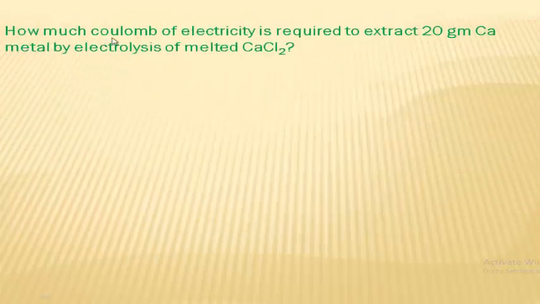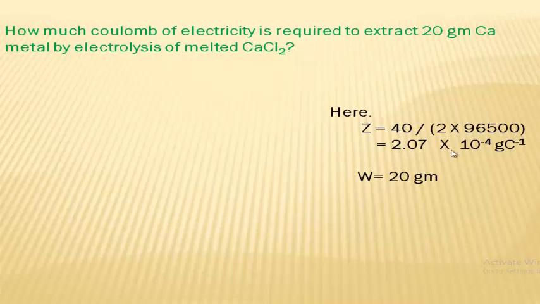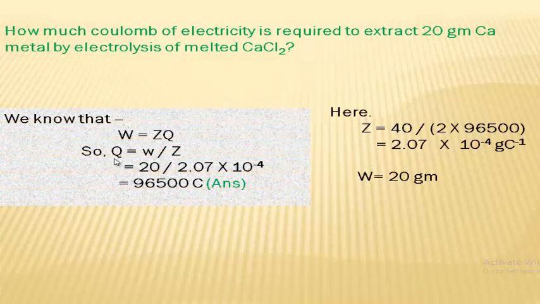Now another example: how much coulomb of electricity is required to extract 20 gram calcium metal by electrolysis of melted calcium chloride? So here W is given and we can calculate Z. So we just have to determine the Q. What is given here? Z we can calculate from the math, and W, so we can easily calculate the Q. How much coulomb? So easily we can solve the problem.